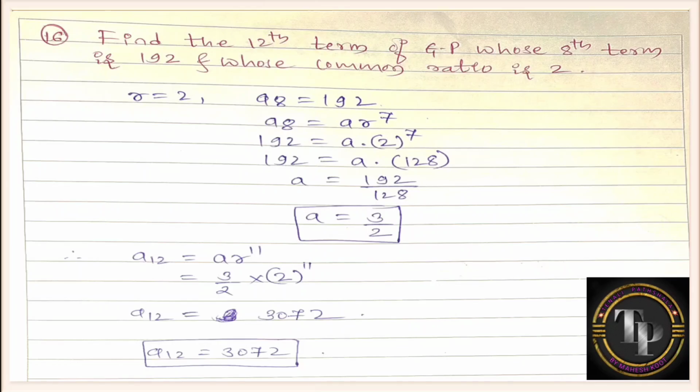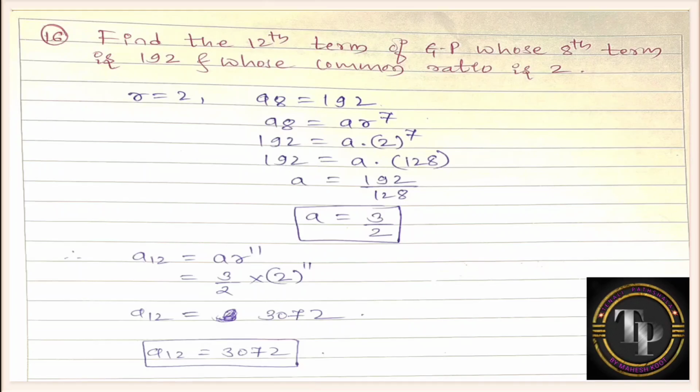Find the 12th term of GP whose 8th term is 192 and whose common ratio is 2. They are asking the 12th term of the GP, whose 8th term is 192. 8th term is 192 means A8 is equal to 192. A8 can be written as A R raised to 7 because you know An is equal to A R raised to n minus 1. That formula I have applied. A8 is equal to A R raised to 7. A you keep as it is. R value they have given in the question. Common ratio is 2, right? So 2 raised to 7 is 128. You take 128 that side. When it is multiplicative and it comes to this side, it becomes division. 192 divided by 128. So you just cancel it with 64. 64 twos are 128, 64 threes are 192.